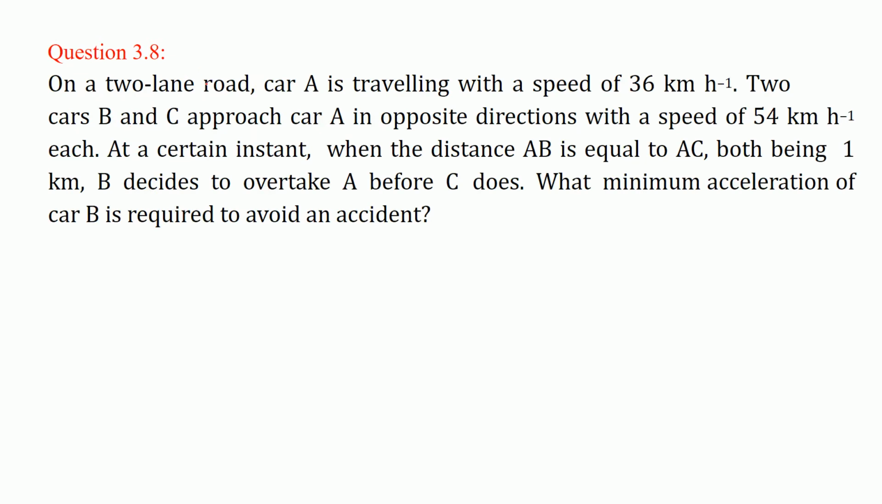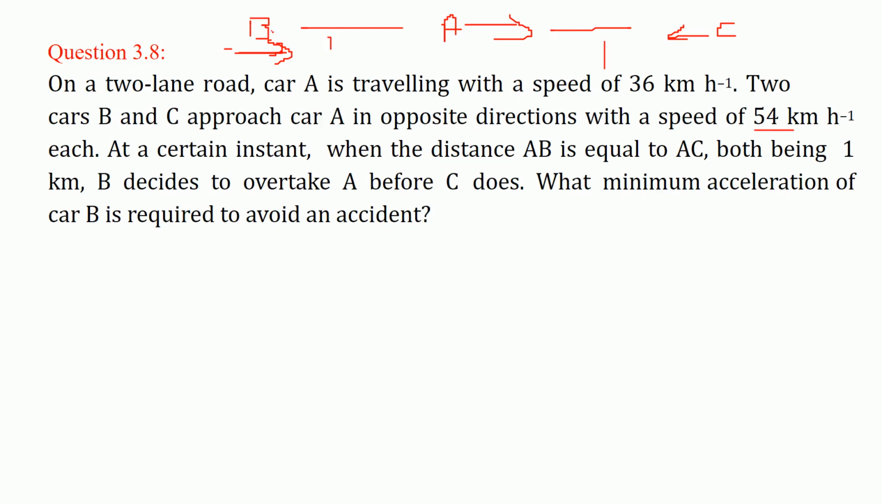On a two-lane road, car A is traveling with a speed of 36 km an hour. Two cars B and C approach A. So A is here. Say B is coming from this side and C is coming from this side. And say A is moving like this. A and B are in the same direction. C is in the opposite direction. The speed of these two, B and C, is given as 54 km an hour. At a certain instance, when the distances AB and AC are equal, that means this distance is equal to this distance, both being 1 kilometer. So this is also 1 kilometer, this is also 1 kilometer.